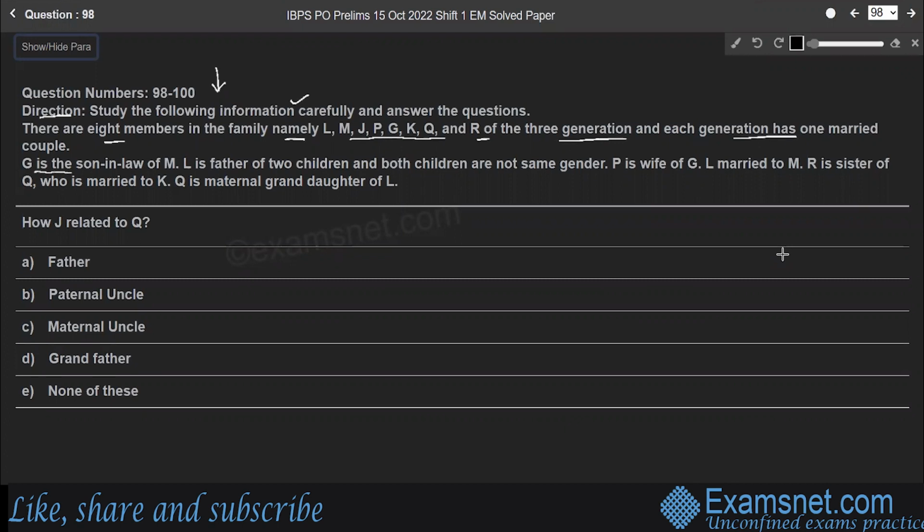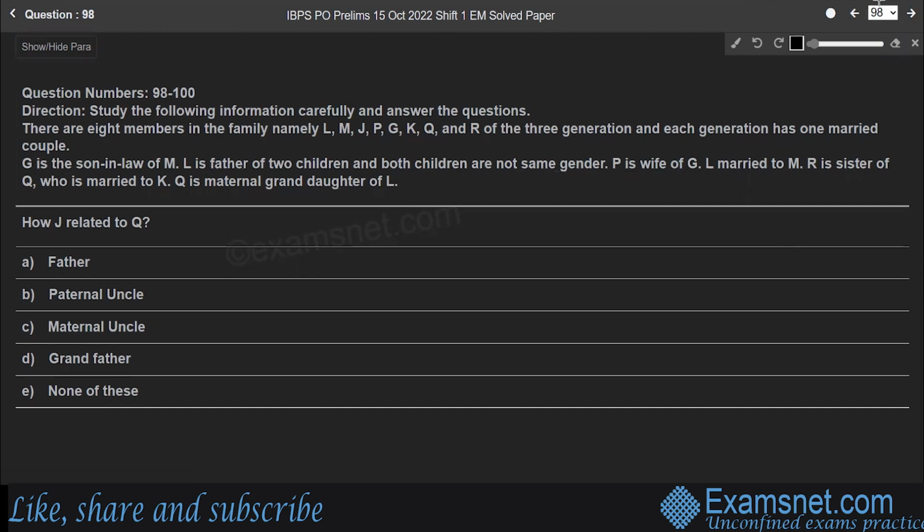G is the son-in-law of M. L is father of 2 children and both children are not of the same gender. P is wife of G. L is married to M. R is sister of Q, who is married to K. Then Q is maternal granddaughter of L. Here the question is how J is related to Q.